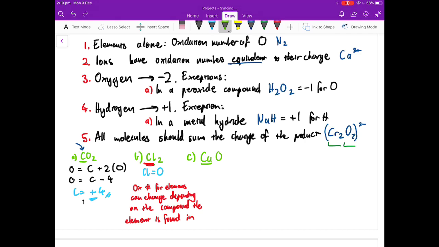What's the overall charge here according to rule number 5? It's going to be 0, and 0 equals our calcium value plus 1 of our oxygens. And what does oxygen have as an oxidation number? -2. So we can conclude that calcium has an oxidation number of +2 in this case. I'll just write that in light blue.